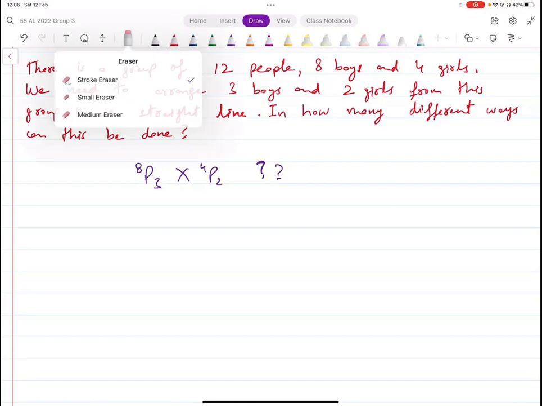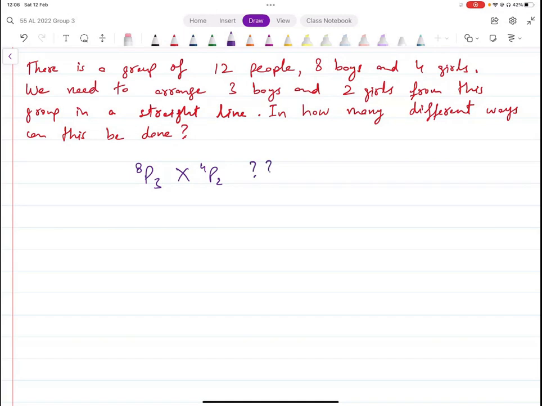Can we do this? What's the problem with this? 8 mein se aapne 3 boys ko arrange kar diya aur 4 mein se aapne 2 girls ko arrange kar diya. What's the problem with this? Isme kya masla?